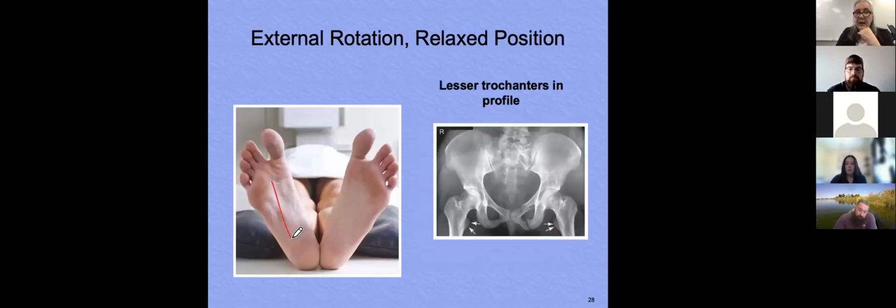Now on this one with external rotation, this is exactly what you should be getting. Okay. So this does relate to this, except this is male. You can tell by the feet, and this is female. You can tell by the size of the pelvis. Okay.